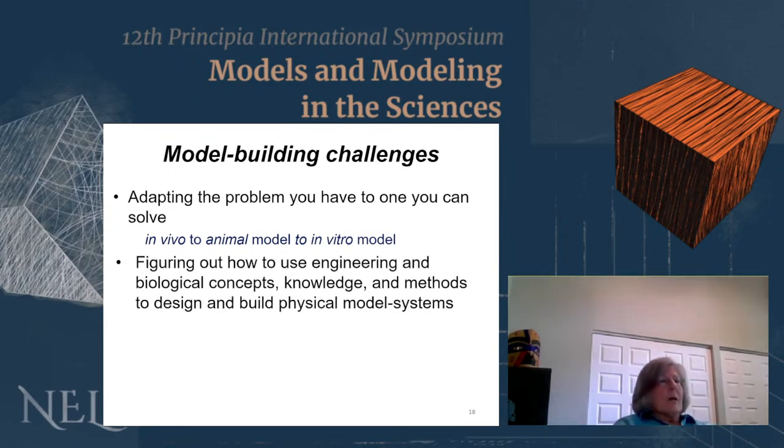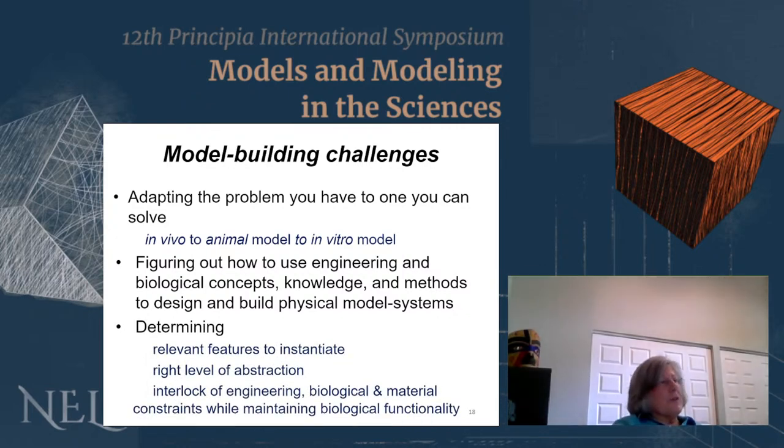Figuring out how to use engineering and biological concepts, not just knowledge methods, to design and build these systems, and to determine the relevant features to instantiate the right level of abstraction and to interlock engineering, biological, and material constraints while maintaining biological functionality. We use the word interlocking models rather than integration, because integration says there's a melding and a smooshing up. Instead, certain parts of biology and certain parts of engineering have to be figured out how to fit together. You don't integrate all of vascular biology, or all of mechanical engineering, but you have to find the right interlock in order to be able to build these models.